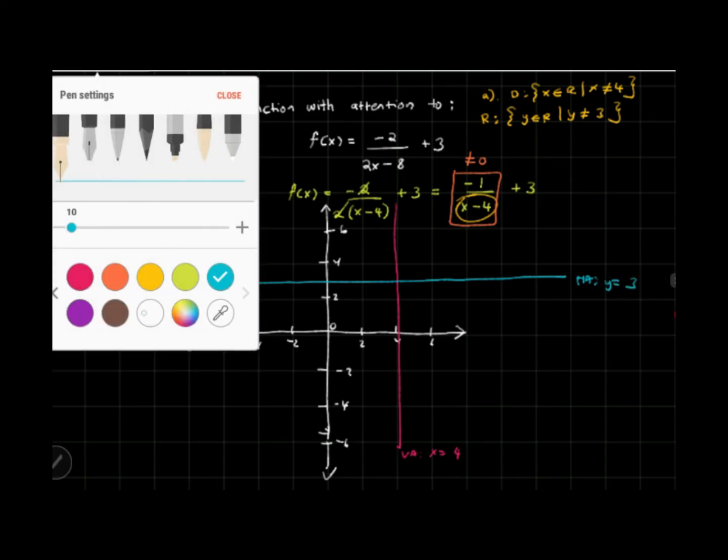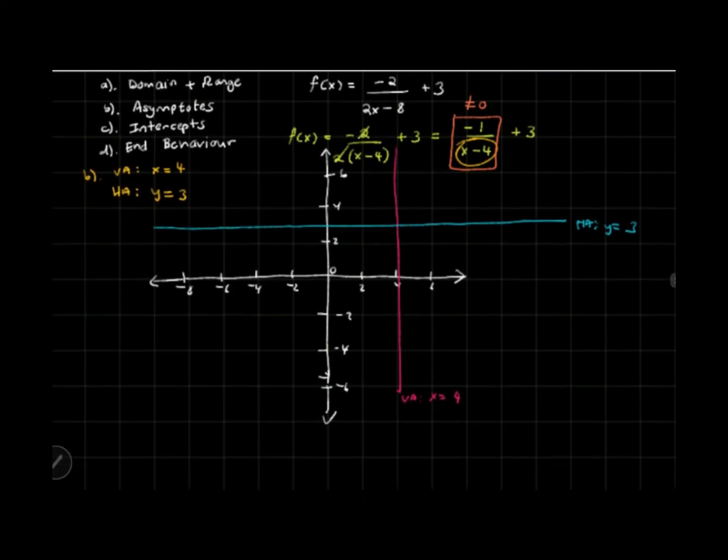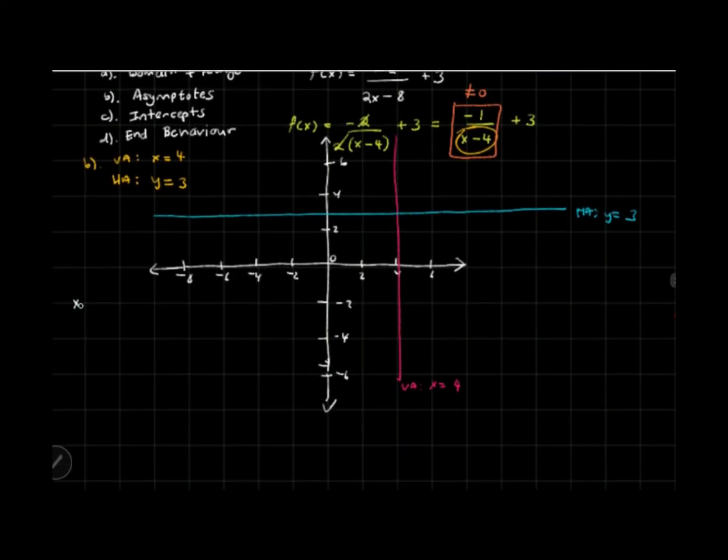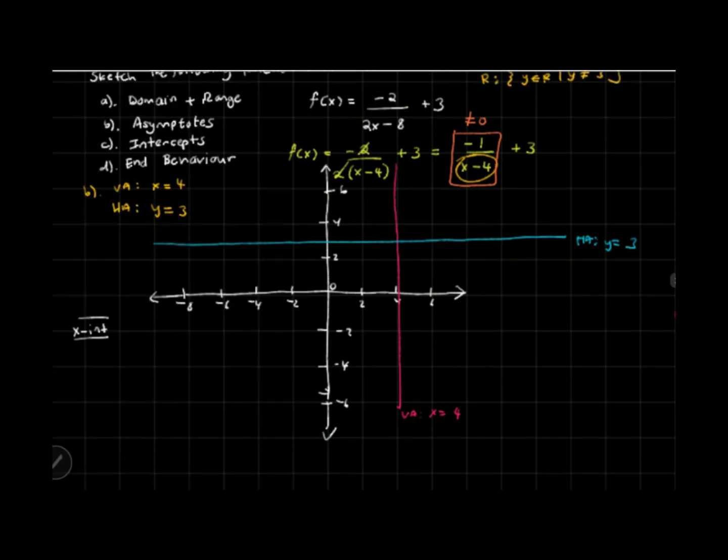Let's take a look at some of our intercepts. To find our intercepts, we need to find our x-intercept. I'm going to let y equal 0, so I'm going to let f of x equal 0, and if I let f of x equal 0, you get negative 1 over x minus 4 plus 3 is equal to 0. I'm going to move the 3 to the other side. You get negative 1 over x minus 4 is equal to negative 3. What I'm going to do here is take the reciprocal, and the negatives can cancel out if you divide them. So you get x minus 4 is equal to 1 over 3.